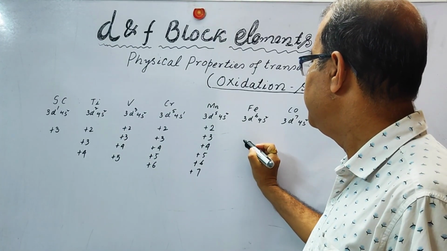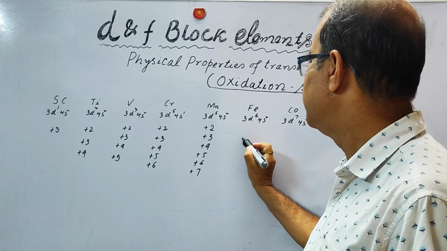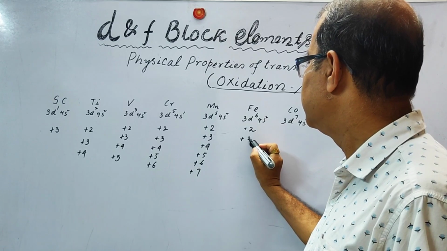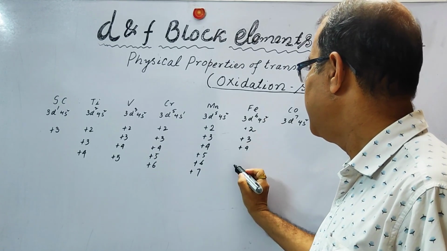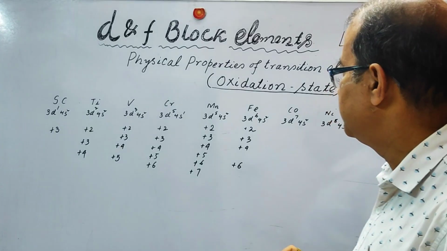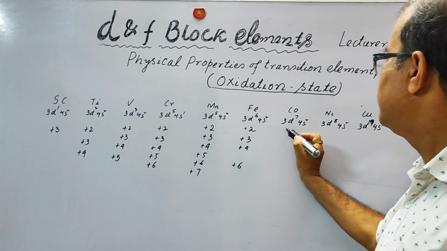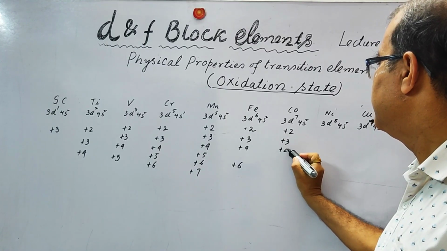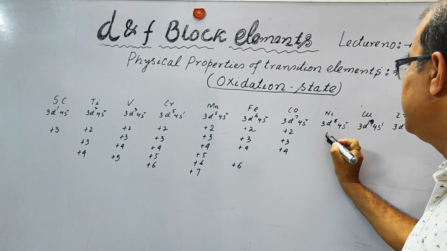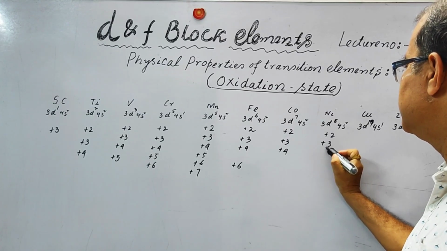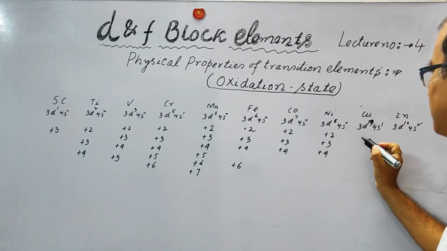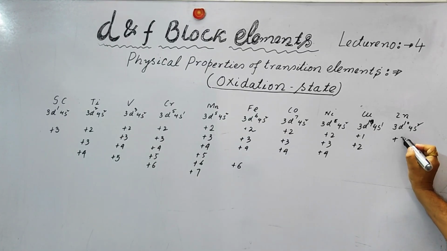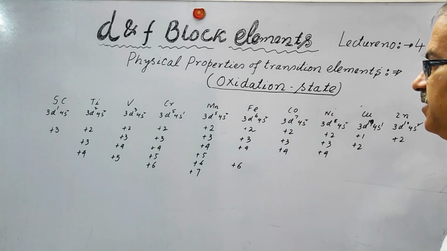In iron, it is observed as +2, +3, +4 and +6. For cobalt we observe +2, +3 and +4. In nickel we also observe +2, +3 and +4. For copper we observe +1 and +2, and zinc is only +2. These are all the oxidation states you can observe.